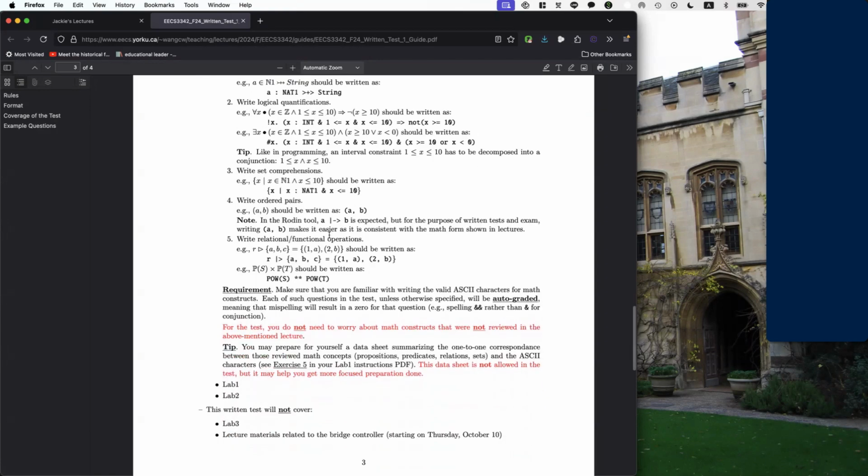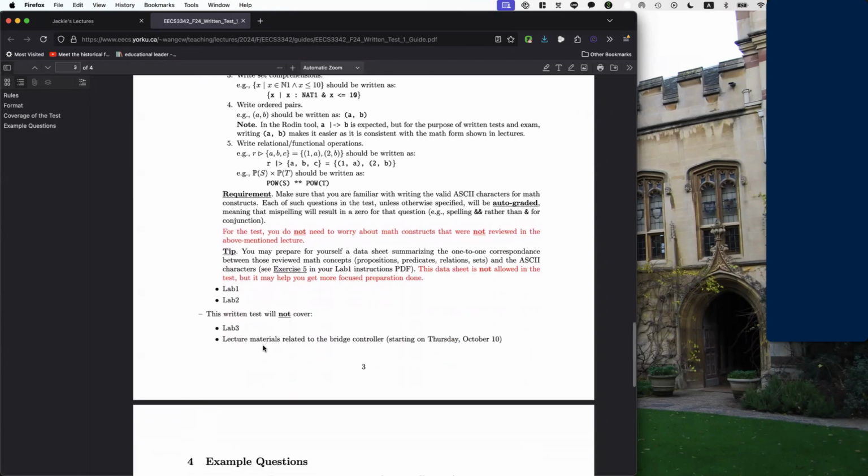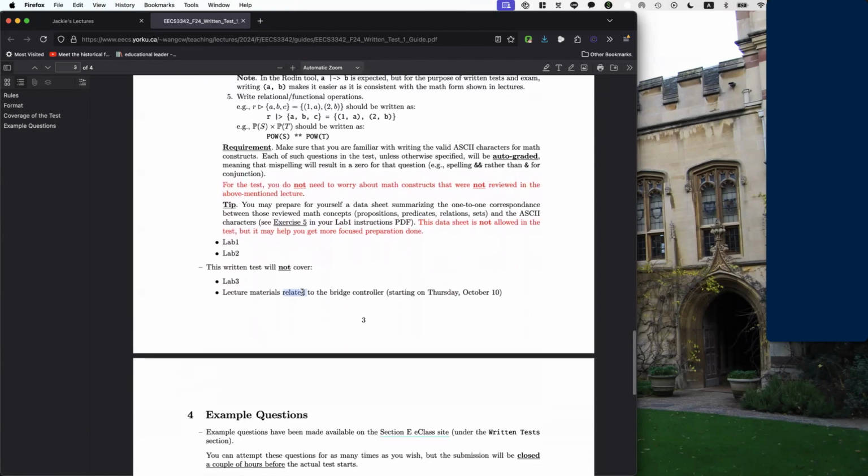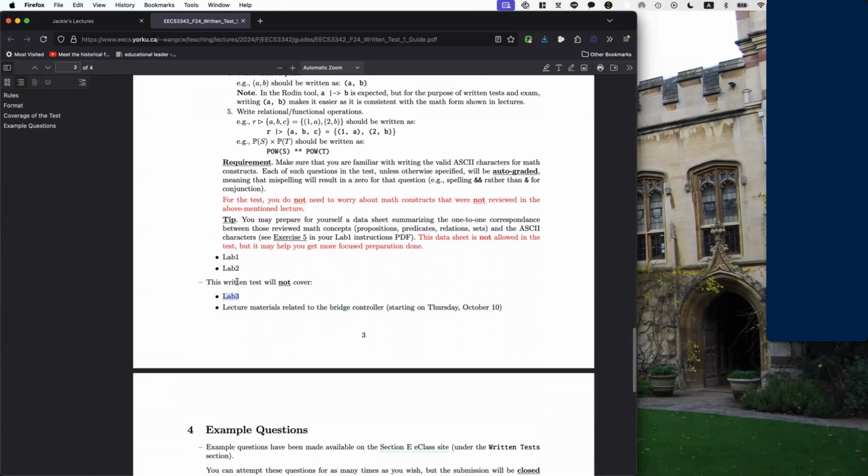You don't have to study anything that we just started on the bridge controller, which we started on Thursday before the reading week, and we're gonna continue that on Tuesday. But you don't need to worry about that for this written test. Also, you don't need to worry about lab number 3, right? That's something you are still doing, but you don't need to worry about it for the written test.